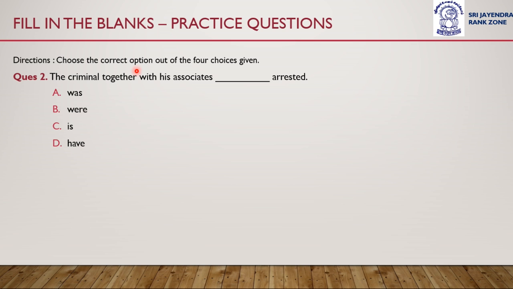Question number 2. Here also we have to choose the correct option out of the 4 given choices. The criminal together with his associates dash arrested. Options are was, were, is, and have. So what do you think should come in this blank? The criminal together with his associates dash arrested.